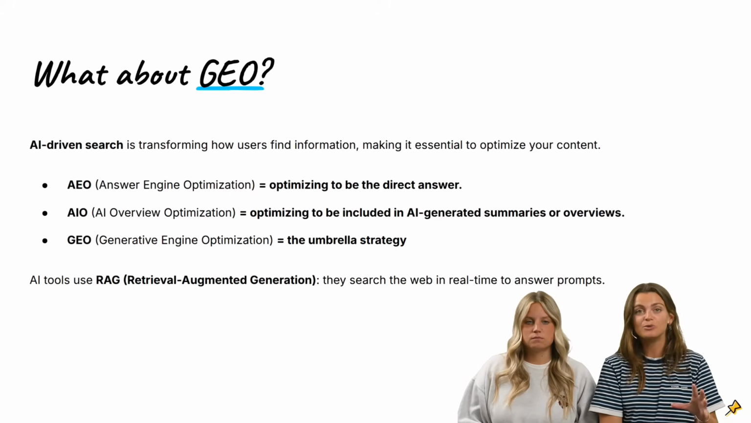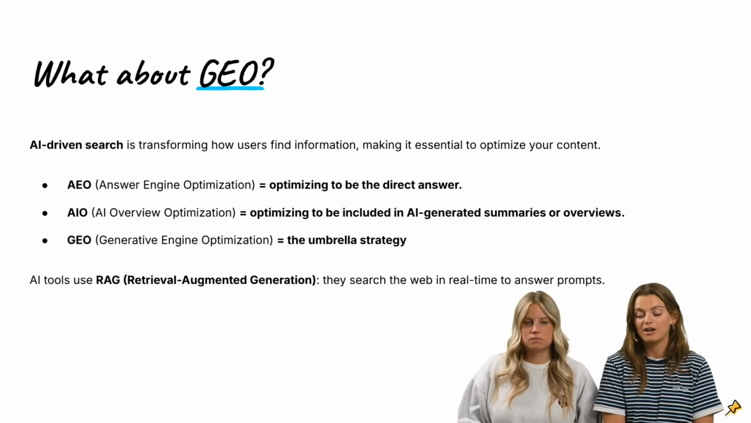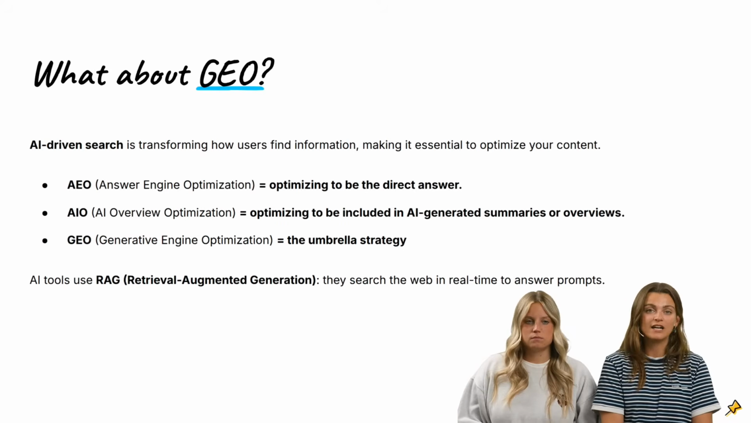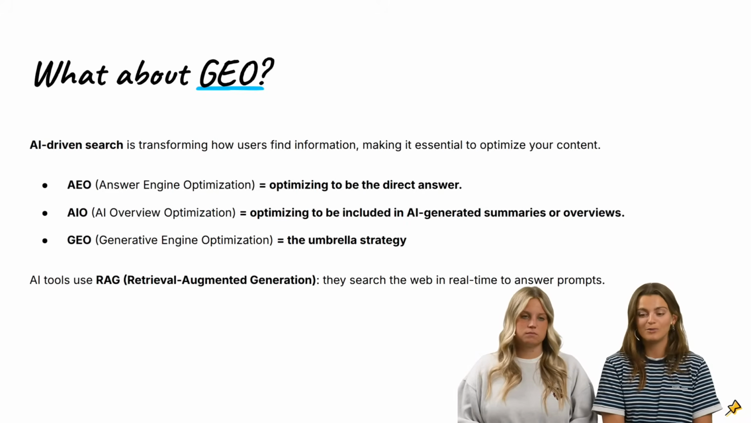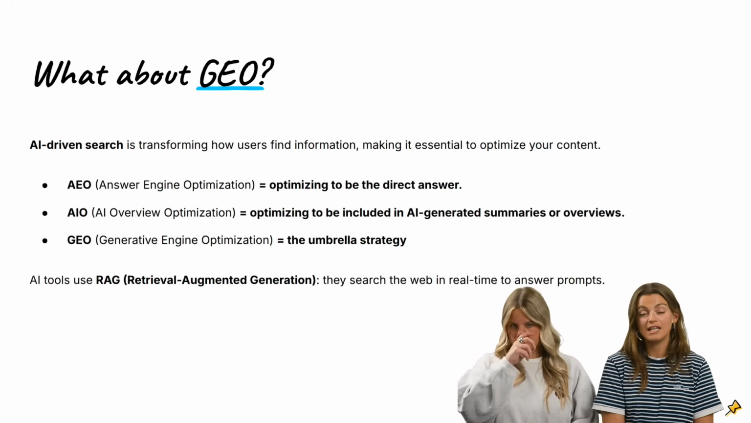And so GEO, what does that mean? Basically, it's the same as SEO, but for AI bots. And you have two different types. Either you are being cited within the answer of those AI bots, this is called AEO.